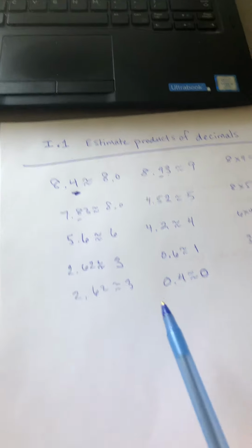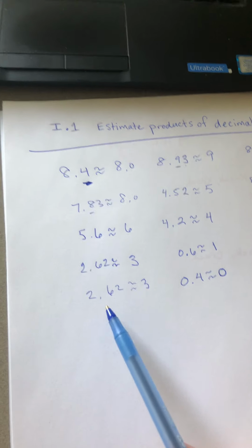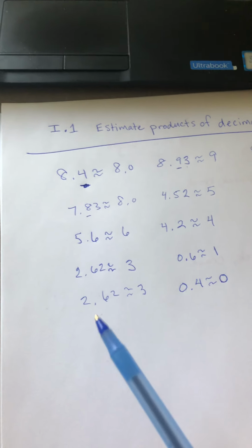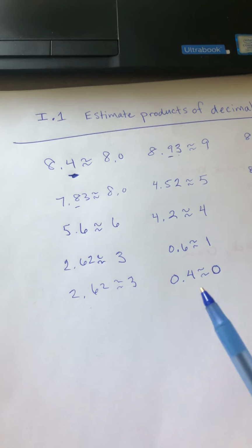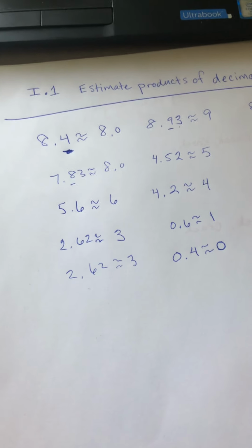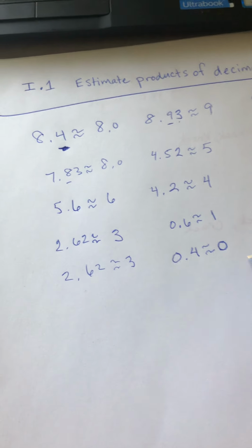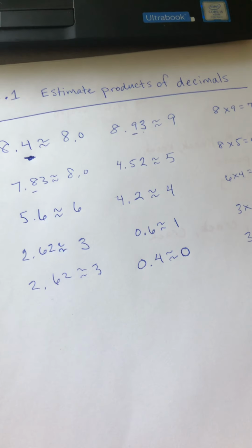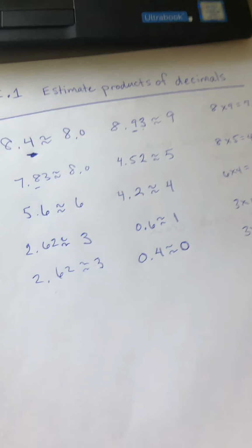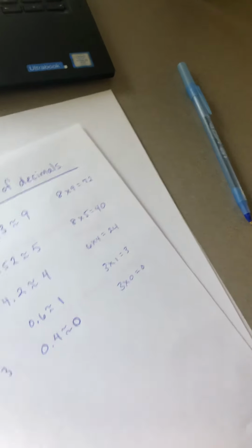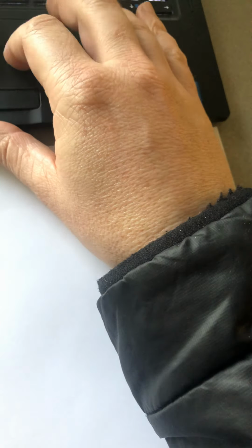Okay? So in my mind, that's a little odd, because if you're trying to estimate, just to help you know quickly, right? 2.62 times 0.4, well, we know it's going to be a number greater than 0. But if you were estimating, it's just 0. Okay? So for quick math. All right. Let's move on to the next part here.